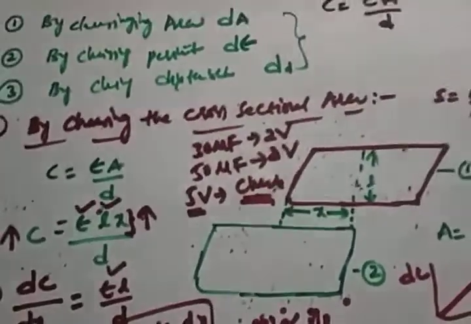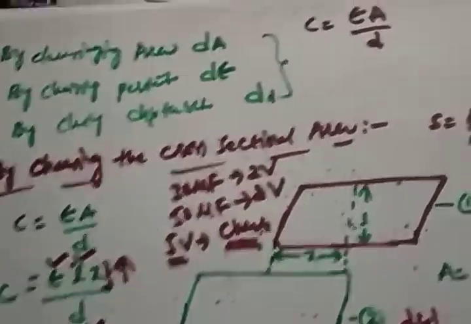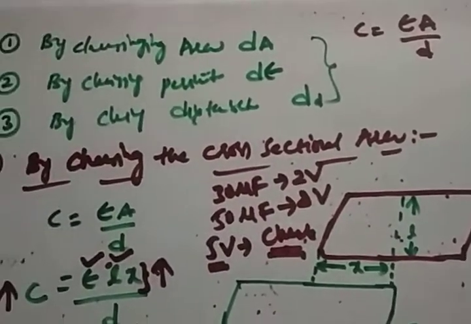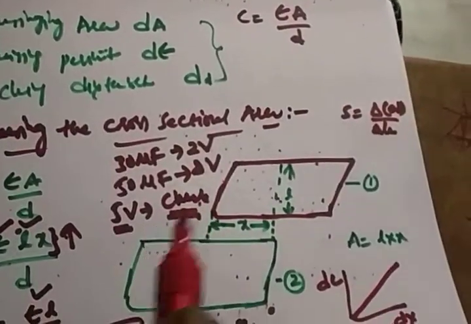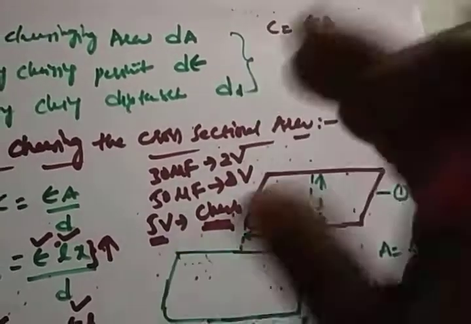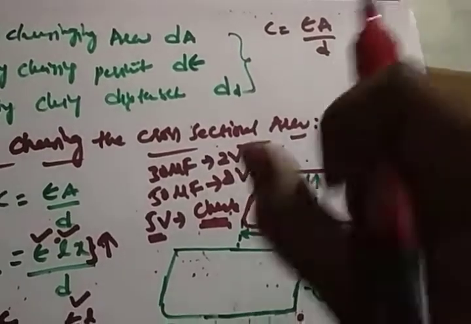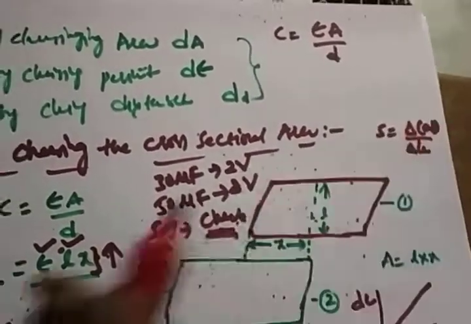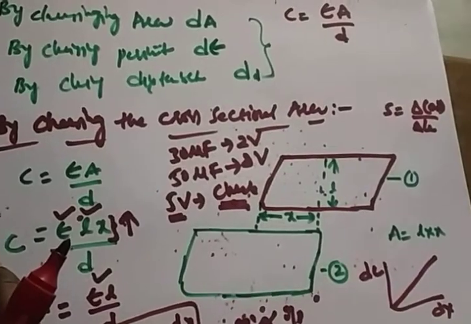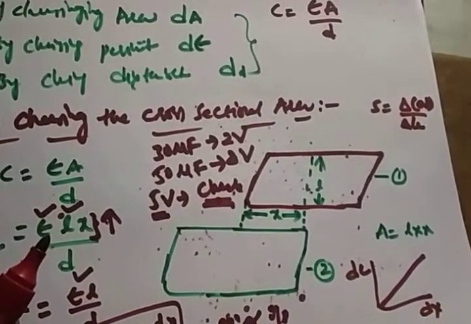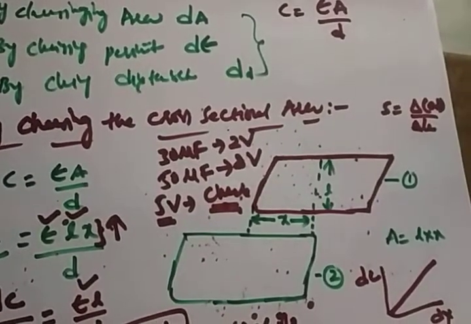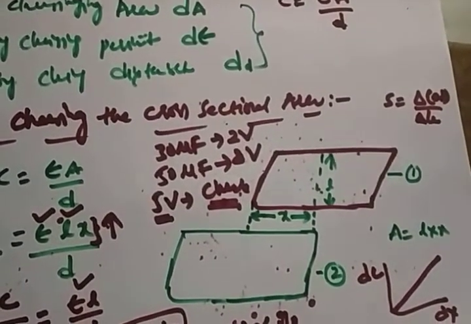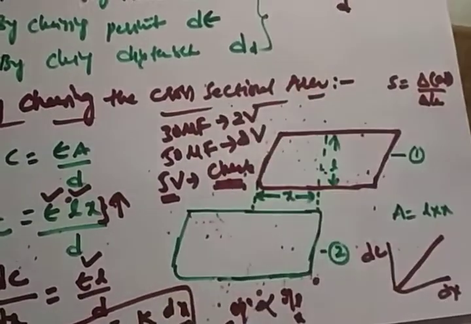So this is about changing the cross-sectional area. I hope it's clear. Changing the cross-sectional area means you are changing the x value, and the length is constant. You change x by applying a displacement. If the x value changes, your capacitance will change, and you can measure how much the capacitance changes with standard meters. That means the non-electrical quantity is converted to an electrical quantity, so a transducer operation happens there.